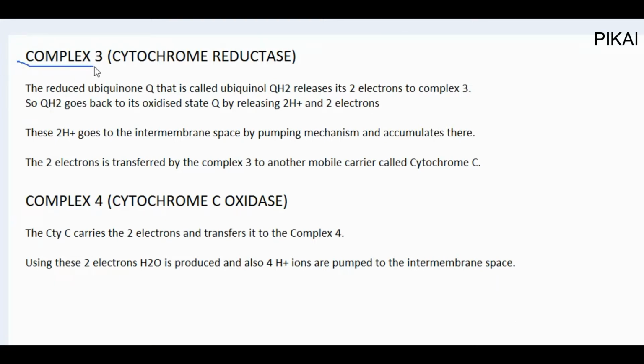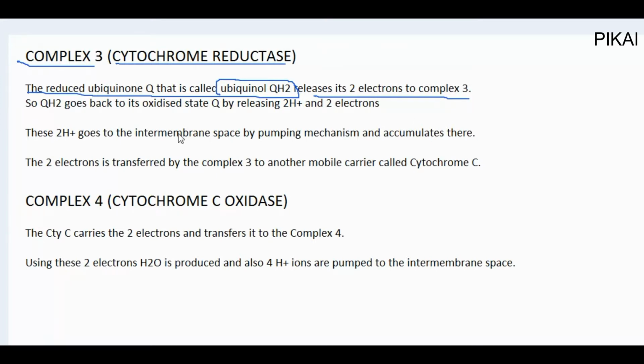Complex 3 is known as cytochrome oxidase. The reduced form of ubiquinone, that is the ubiquinol, releases its two electrons to complex 3.